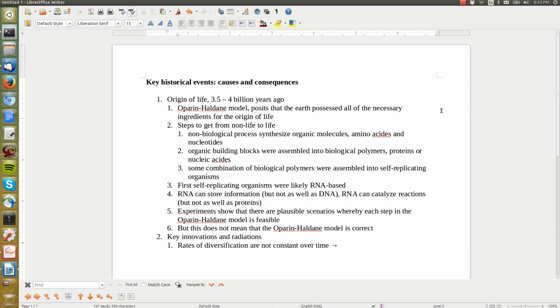Rather, you see evidence of key innovations, that is, the evolution of new features that really drive adaptive radiations. That is, periods when you have an increased rate at which diversification is happening as species are evolving to occupy novel niches that perhaps didn't even exist prior to that key innovation. So what are some of these key innovations? Well, one of the clear ones is the evolution of multicellularity.